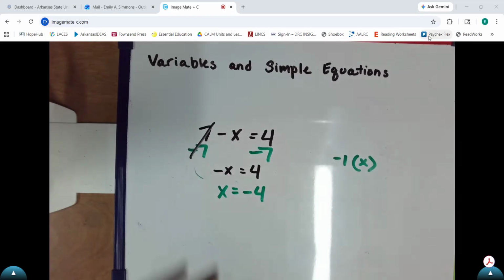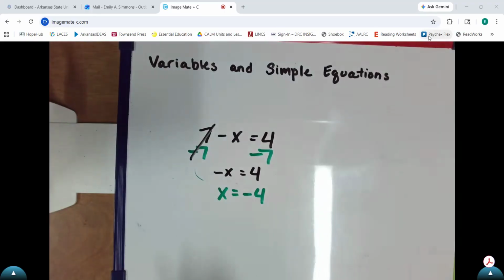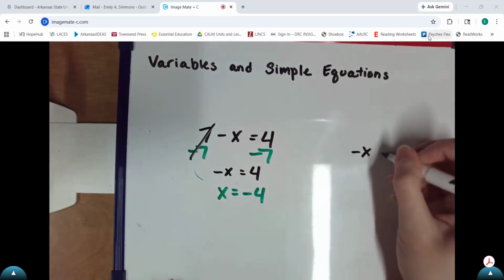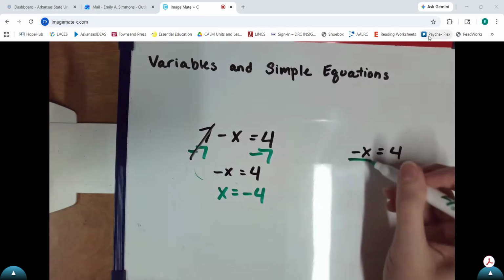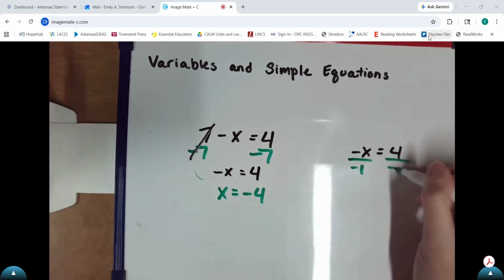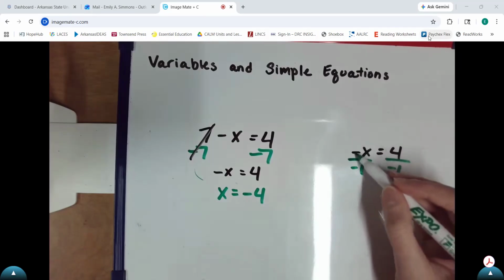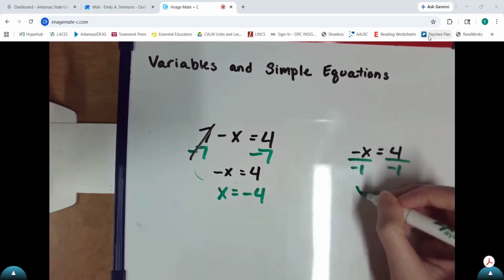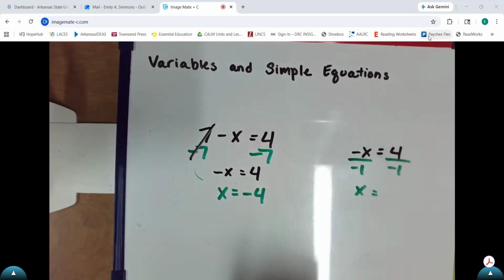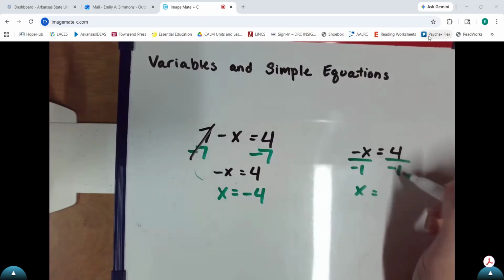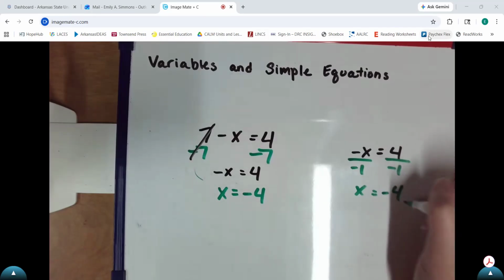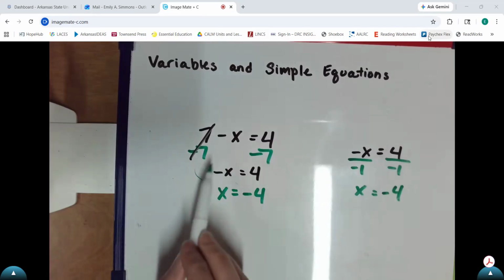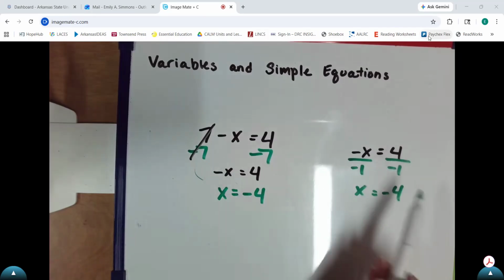And how that would look if I worked it out would be I had negative x equals 4. I'd divide by -1 on both sides. The negative divided by a negative turns into a positive, so this turns into positive x. And then 4 divided by -1, a positive divided by a negative, turns into a negative, so this turns into -4. I think this is just an easier way to do it because we don't have to write out what we're doing.